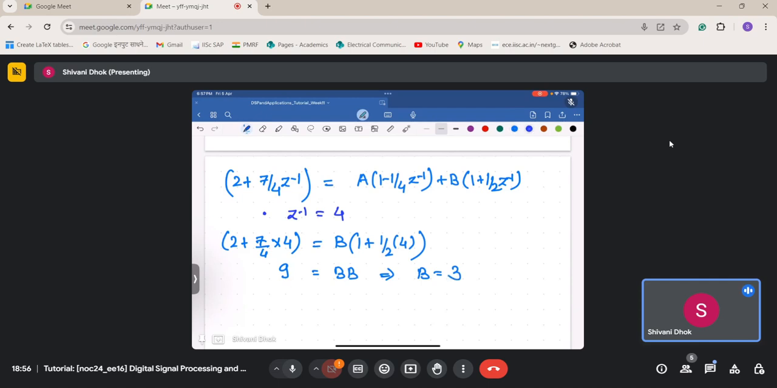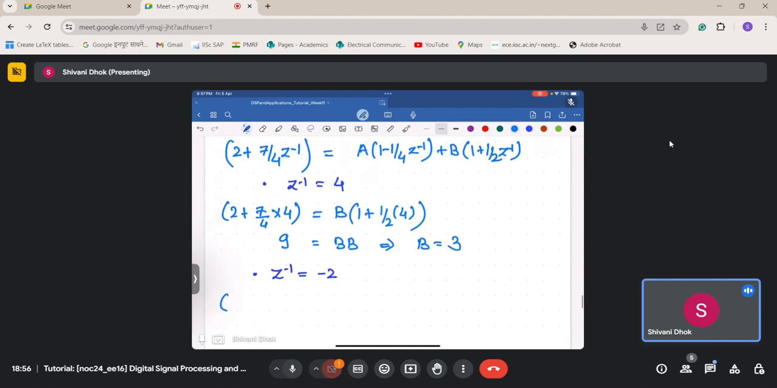Similarly, if I substitute z inverse equal to minus 2, then this comes out to be equal to 2 minus 7 by 4 into 2 is equal to A into 1 plus 1 by 4 into 2, and this will give me A as minus 1.